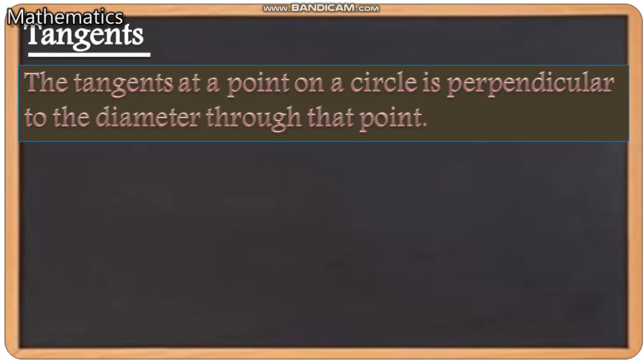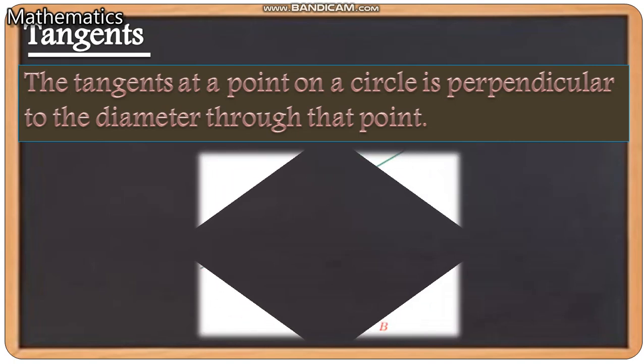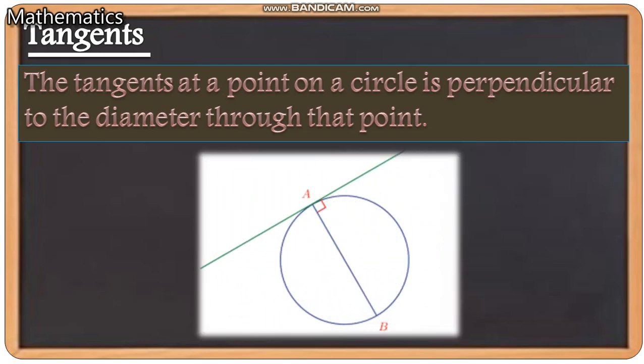At first, everyone study this. The tangent at a point on a circle is perpendicular to the diameter through that point. You know circle, what is a circle and what is a diameter? That's what a tangent is. I am showing a figure to you at first. Here one circle is there. This is the circle, and this line is the diameter.